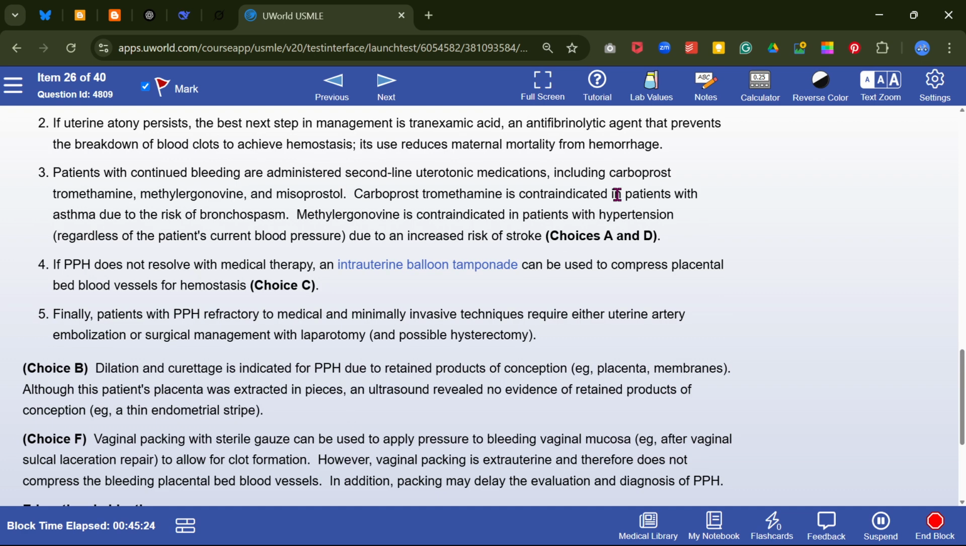If PPH does not resolve with medical therapy, an intrauterine balloon tamponade can be used to compress the placental bed blood vessels for hemostasis. Finally, patients with PPH refractory to medical and minimally invasive techniques require either uterine artery embolization or surgical management with laparotomy and possible hysterectomy.